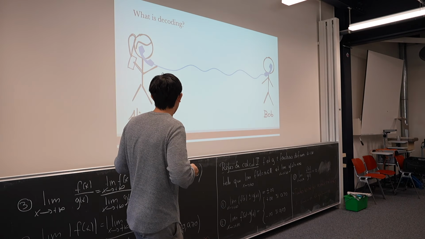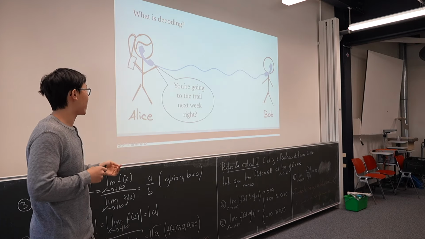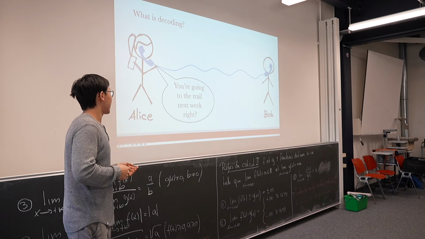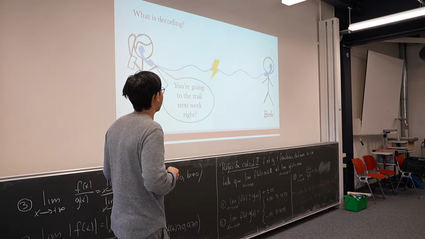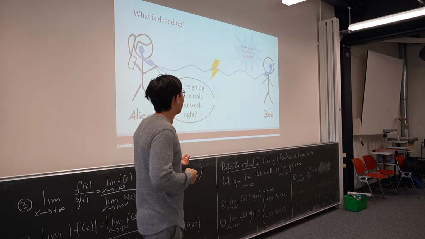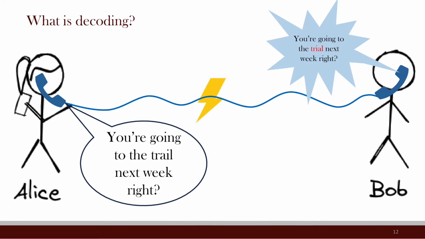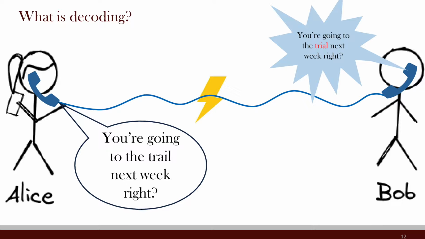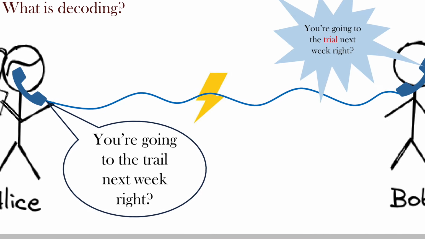So let's look at an example. Let's say Alice and Bob are talking on the phone in the old days, pre-error correction. Alice is a big fan of hiking, so she says, hey, you're going to the trail next week, right? Unfortunately, there's some noise in this channel, and what Bob hears is, you're going to the trial next week, right? This is unfortunate, because Bob has done some sketchy things, and now he has to go on the run instead of on a nice hike with his friends. This is not what we want.